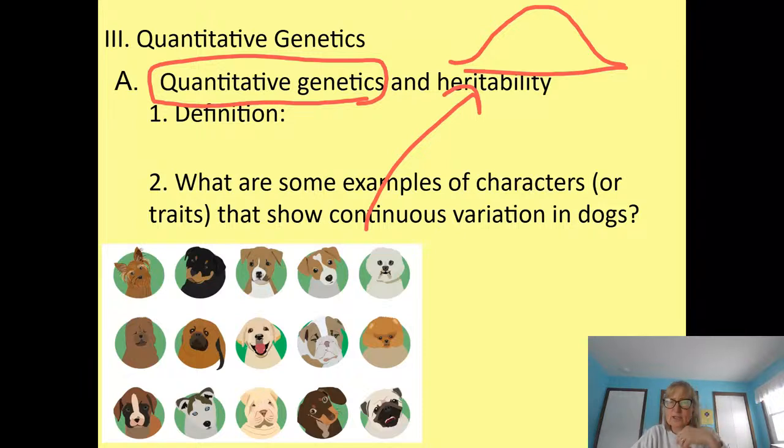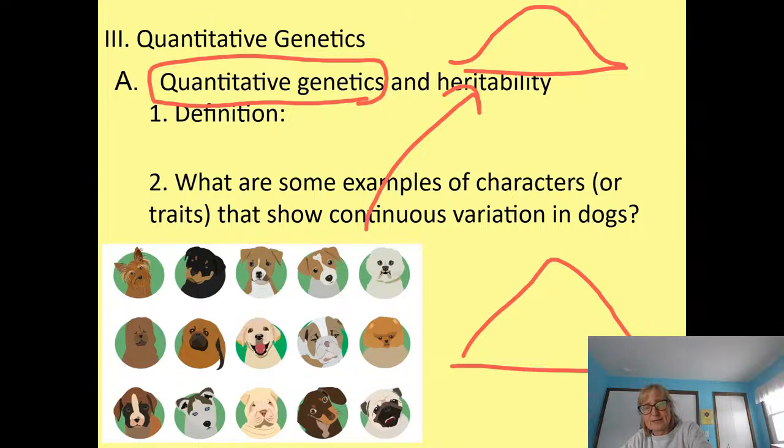These are traits that are controlled by many genes. But if we were looking at personality and we're looking at the spectrum from very shy to very bold, we'd see this kind of continuous variation. How do we go about studying them?